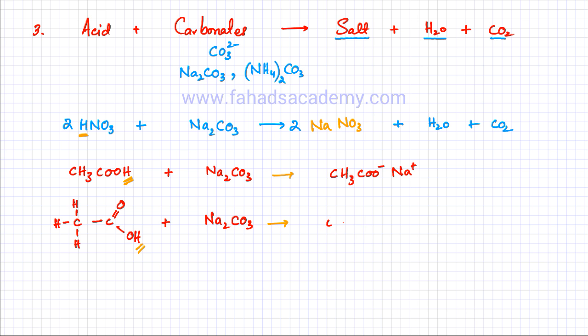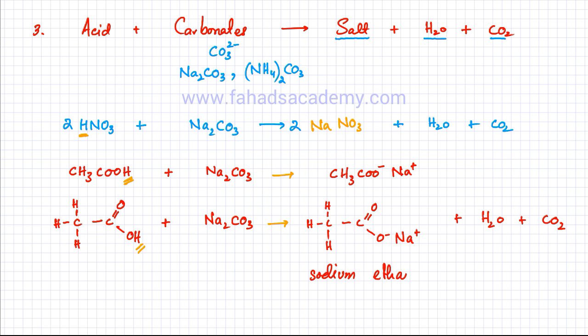Similarly, I would do the same with the structural formula. So it's CH3, and instead of the hydrogen, I'll have sodium ions in its place. And in addition to this salt, there's going to be a water molecule and a molecule of carbon dioxide produced along with it. And the name of this salt is going to be sodium ethanoate. So it's done in exactly the same way. Water molecule and carbon dioxide are your additional products in this case.